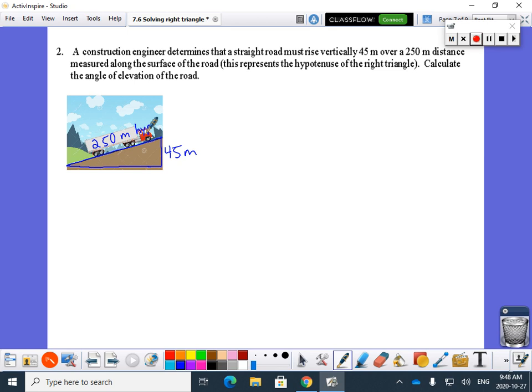Now it asks to calculate the angle of elevation of the road. So if this is the road that's like on an incline, can you help me label my angle? Which angle is it going to be? Did I label this? No, I didn't. What makes sense? Is it going to be this angle? Is it going to be this angle? Well, it's not going to be this because we know that's our right angle. So we have two options, and we want to measure elevation looking up, not looking down. So which is it going to be? This one. Okay? So this is going to be our theta. I labeled that.